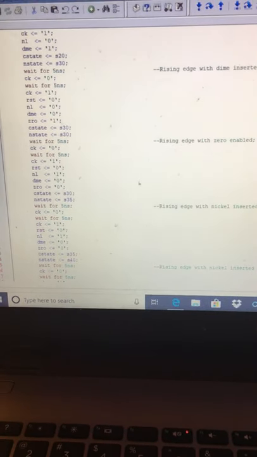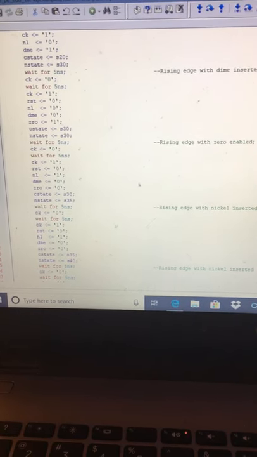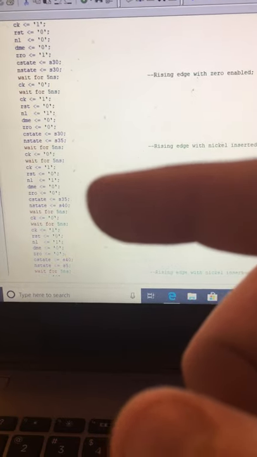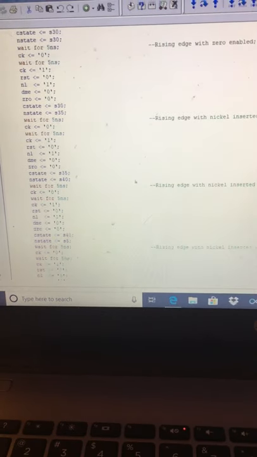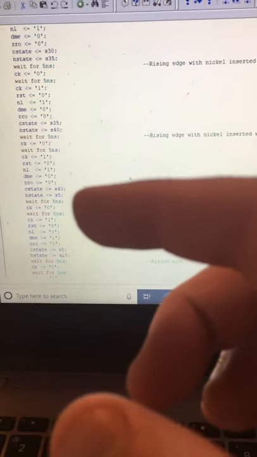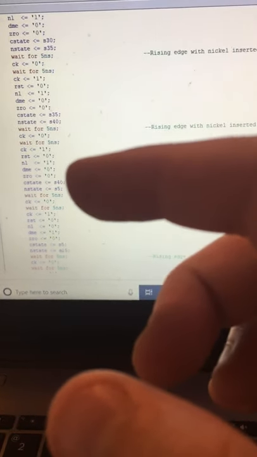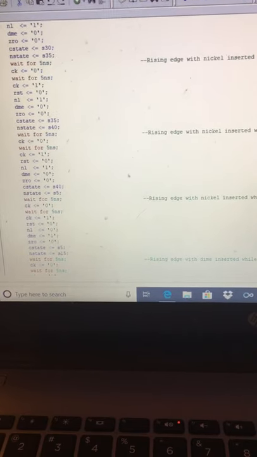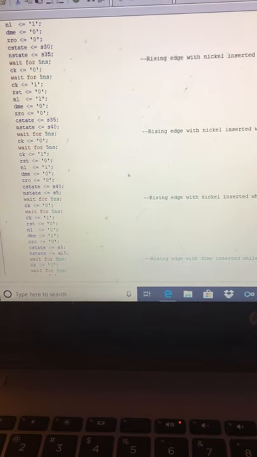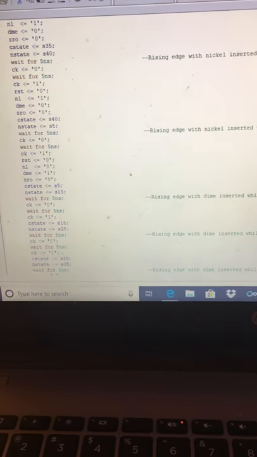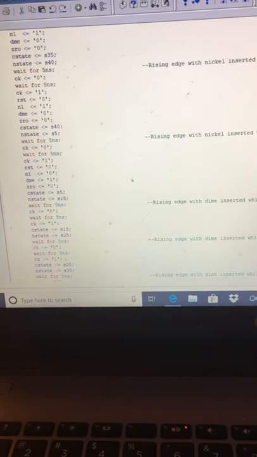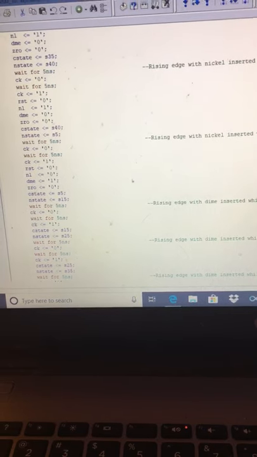And at the next rising edge, I have a nickel being inserted. The current state is state 35, and the next state is state 40. And at the next rising edge, I have a nickel being inserted. So the current state is state 40, and the next state is state 5. And that will bring us to the next rising edge, which will have a dime inserted.